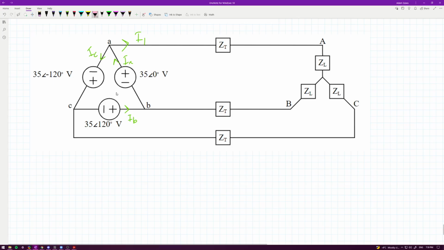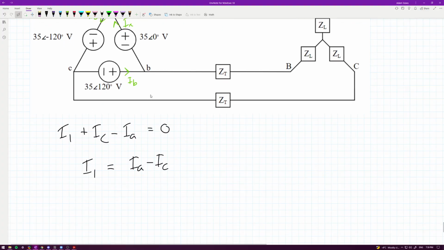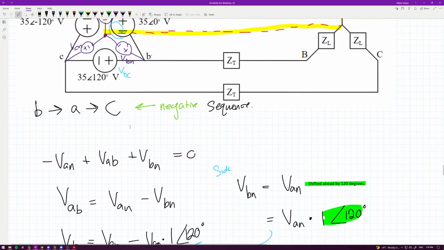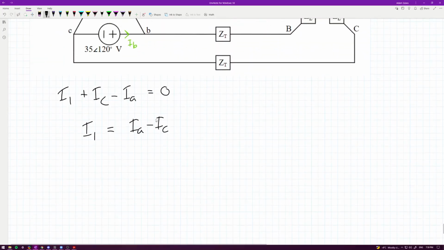So I'm going to do nodal at this node right here. Let's say I'm looking for IA. So I'm going to do nodal at that node, leaving as positive. So it's going to be I1 plus IC minus IA equals 0. From here, I can say I1 equals IA minus IC. Again, we're going to do kind of a similar trick here. IC is going to be behind IA by 120 degrees because it's a negative sequence. So I can write this as IA minus IA times 1 to an angle negative 120.